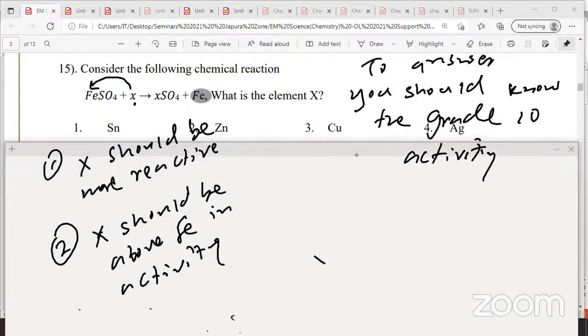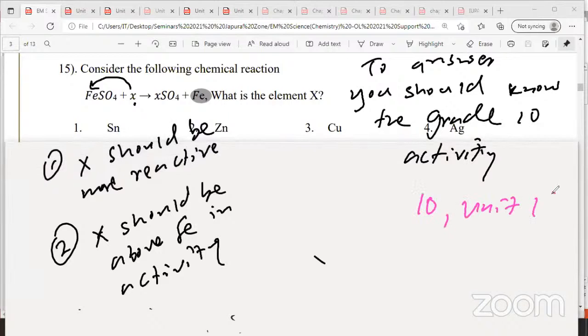Grade 10 chapter 16. Now what is activity series? Grade 10 unit 16 activity series. Who is above iron? Any volunteers can give the answer for this? At least look at the activity series and tell me who is above iron in this. Out of the 4 answers, which one is above iron? Then the single displacement takes place.